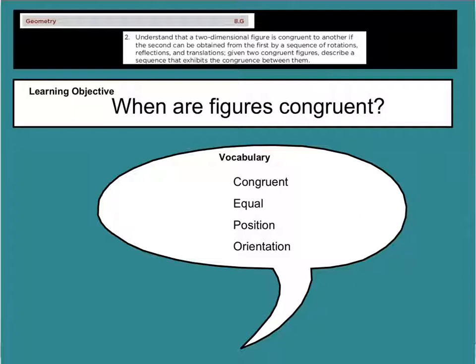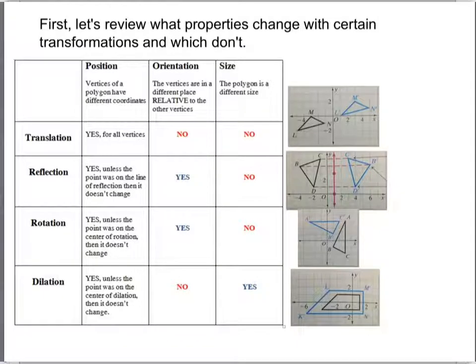And the other part is that when I'm given two congruent figures, you should be able to describe a sequence that exhibits the congruence between them. Okay, so the vocabulary is congruent, equal, position, and orientation. And the first thing we're going to do is go over the properties that change with certain transformations and ones that don't. So there are three properties that we're going to look at.